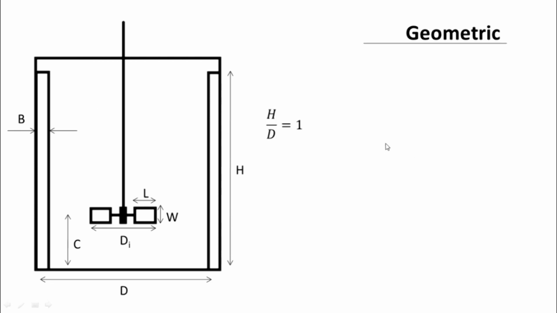So for geometric similarity, these are the ones that are considered. The height to the diameter ratio must be 1. In the case of stirred tanks, these are very standard ones. The H by D should be 1. Di, the impeller diameter tip to tip, divided by the tank diameter should be 1/3, Di by D is 1 by 3. B, the baffle thickness divided by the diameter of the tank is 1 by 12. This should be maintained constant at the small scale as well as at the large scale for geometric similarity.